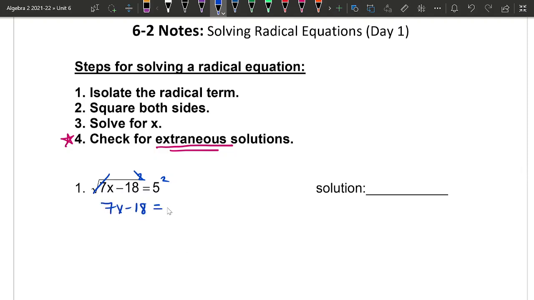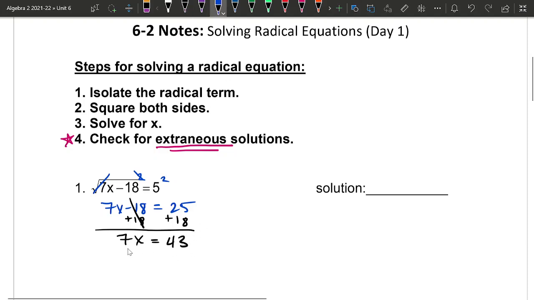7x minus 18 equals 25. And then add 18. So 7x equals 43. And then divide by 7. It doesn't divide evenly, so we're just going to say x equals 43 over 7. It's fine just like that. How did you get 25? 5 squared is 25. Oh, okay. Yeah, I squared the 5.